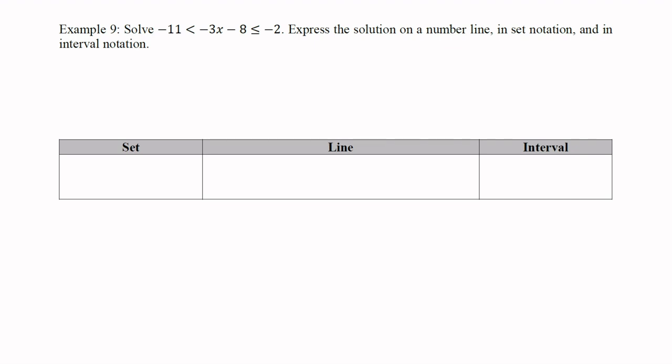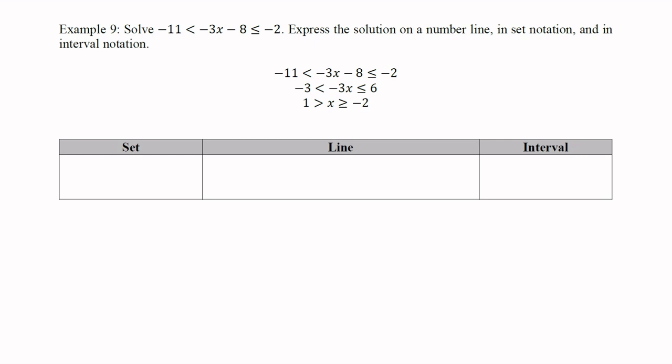So we're going to express this solution, but first we have to find the solution. So we're going to take our inequality and we're going to isolate the x in the middle part. So the first thing we're going to do is add 8 to all three parts. So negative 11 plus 8 gives us negative 3 on the left. Negative 2 plus 8 gives us 6 on the right. We're left with negative 3x in the middle. And then we're going to divide everything by negative 3, which flips our inequalities.